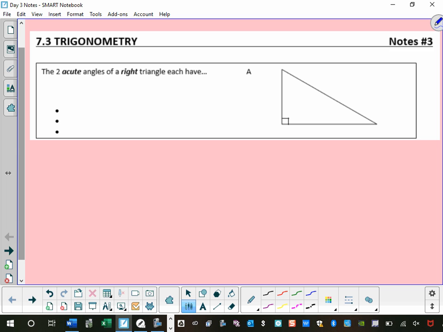So trigonometry, the two acute angles of a right triangle each have these words: sine, cosine, and tangent. Those are the initials, or the abbreviations. The first one looks like sin, but it's pronounced sine. So what's the last one? T-A-N, tan. So sine, cosine, and tangent.